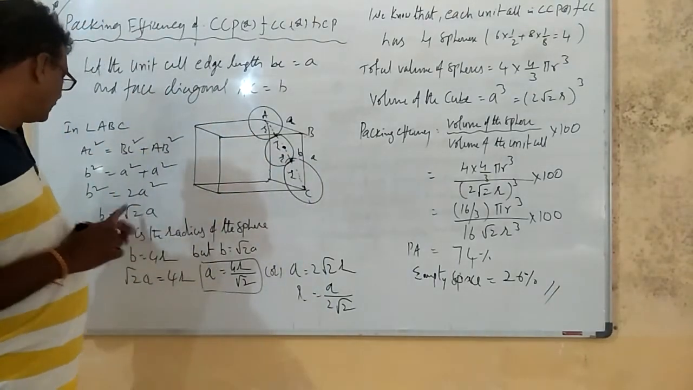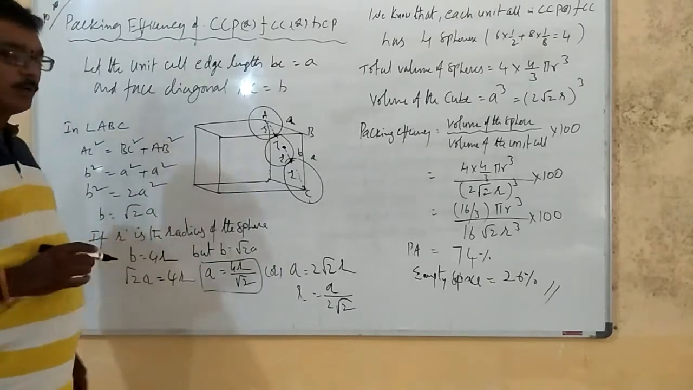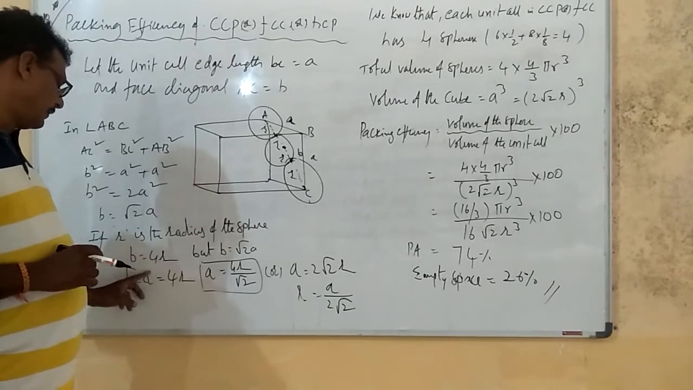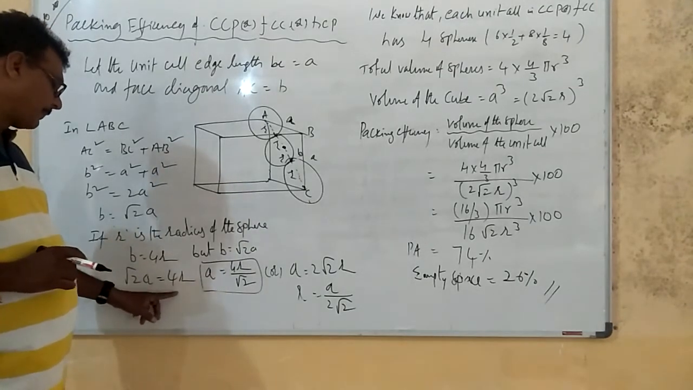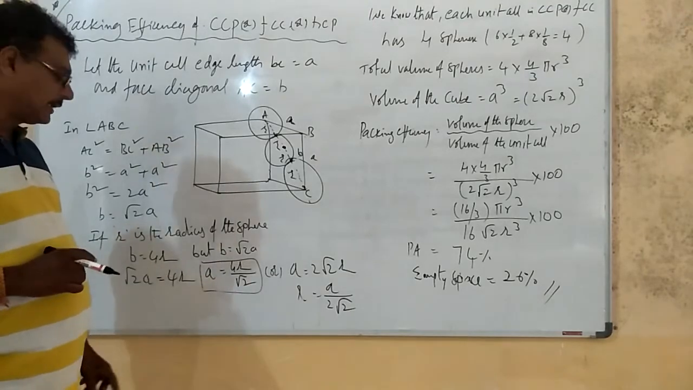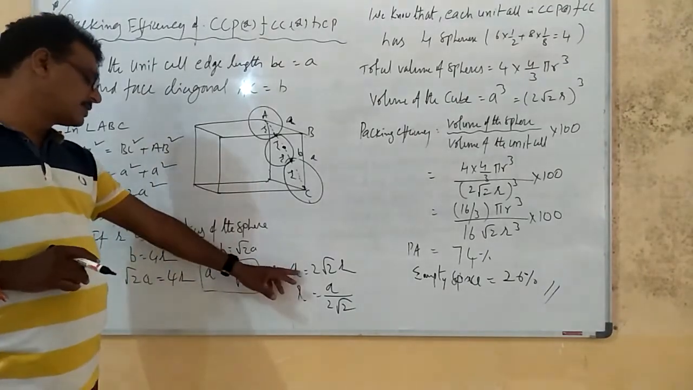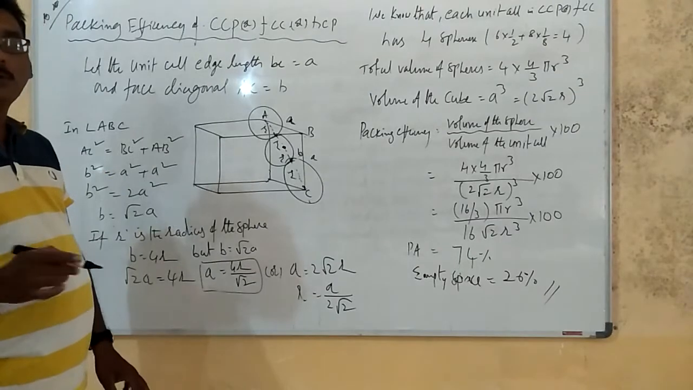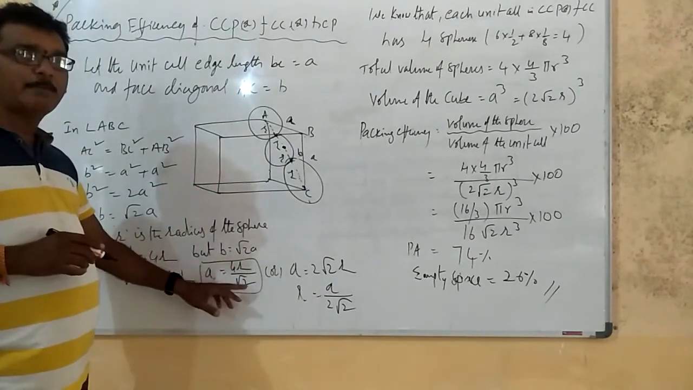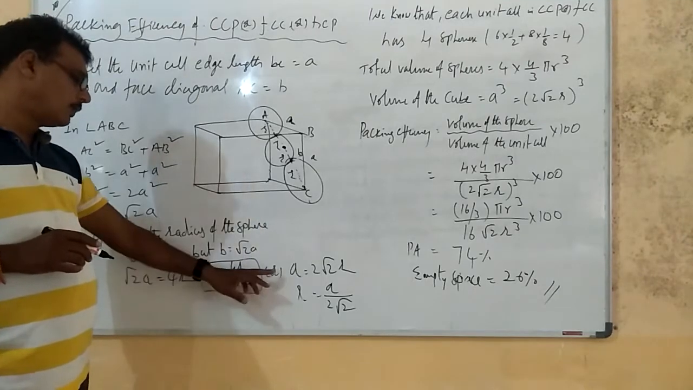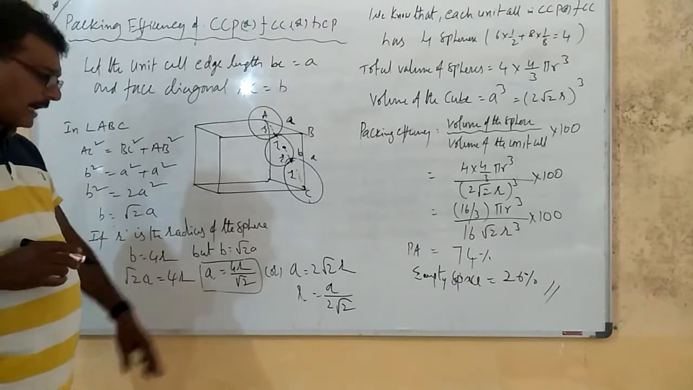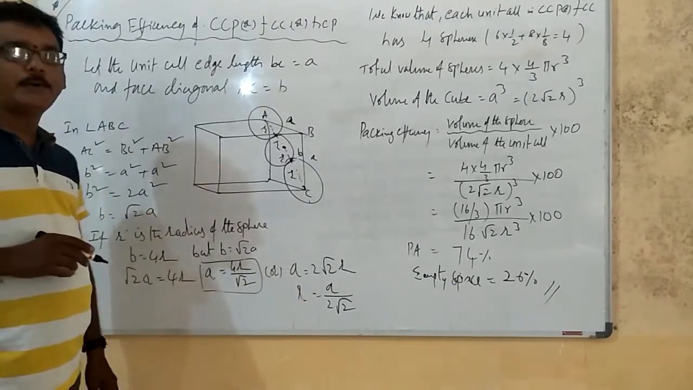But above, b is equal to square root 2 into A. Therefore square root 2 into A is equal to 4R. A is equal to 4R by square root 2. Another way, A is equal to 2 root 2 R. Also you can write the same thing: A is equal to 4R by square root 2, or A is equal to 2 root 2 R. But R is equal to A by 2 root 2.